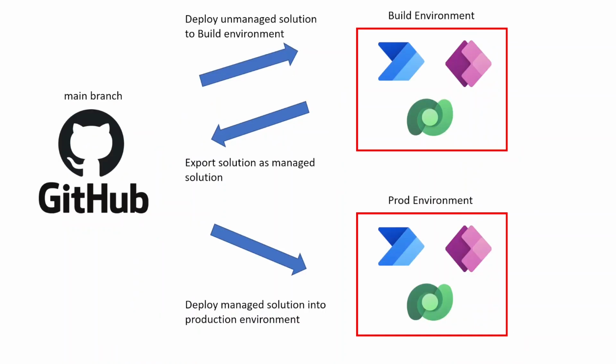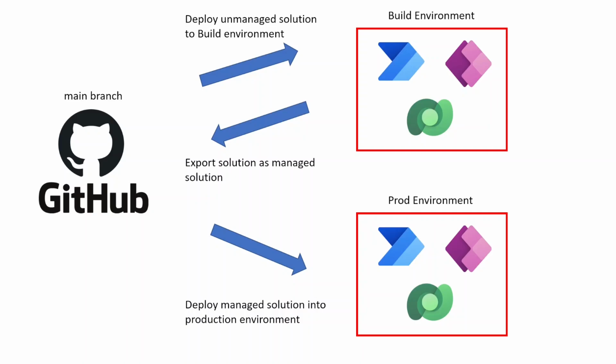Now, the second part of this is going to be once that code is updated in main, I can then have another GitHub action that will automatically take that file, package it back up into a solution file, deploy it to the build environment. Now we do this because the way that it is in source code is unmanaged. Unmanaged means that you can make changes to that solution file. And that's what we want in our development environment. But then what we'll do is we'll export that as a managed solution, which means at this point you cannot make changes to that solution file. We take that artifact in GitHub and then deploy that to production.